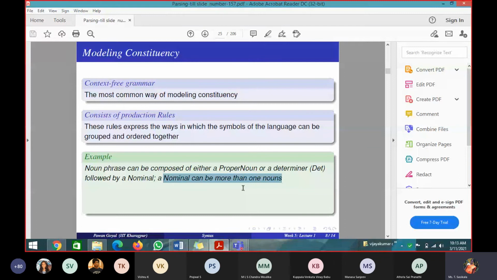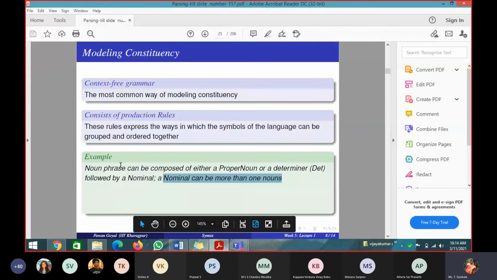So here you will be using a context-free grammar to draw the syntax tree. What is CFG? In CFG, we have production rules. What is a production rule? The production rule expresses the ways in which the various symbols, which are nothing but the words of the language, are grouped together. Which words are grouped together to form a noun phrase? Which words together form a prepositional phrase? Symbols are here the words. So "the man", these two combine together to form a noun phrase. Like that, we will represent it as a production rule.